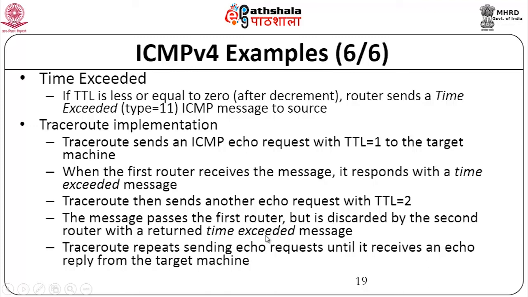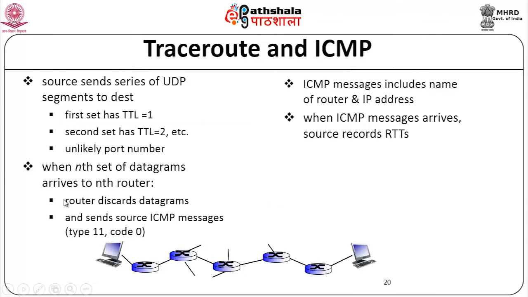Now you keep doing this, keep incrementing the TTL value and keep sending the packets. You will find that you start getting TTL exceeded messages from the first router, second router, third router and so on, until you get back an echo reply message. So by doing this, you would have got the complete path, all the IP addresses of all the routers which are in between. So this is a very interesting use of this time exceeded ICMP message.